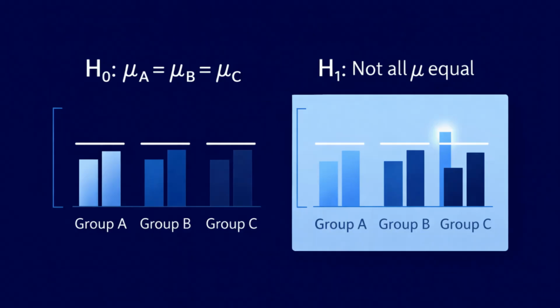The null hypothesis for one-way ANOVA states that all population means are equal across the groups. The alternative hypothesis states that at least one population mean differs. The alternative does not tell us which mean is different. It only states that not all means are equal.